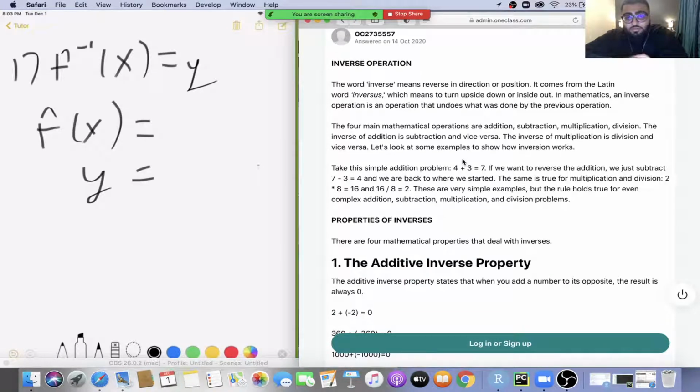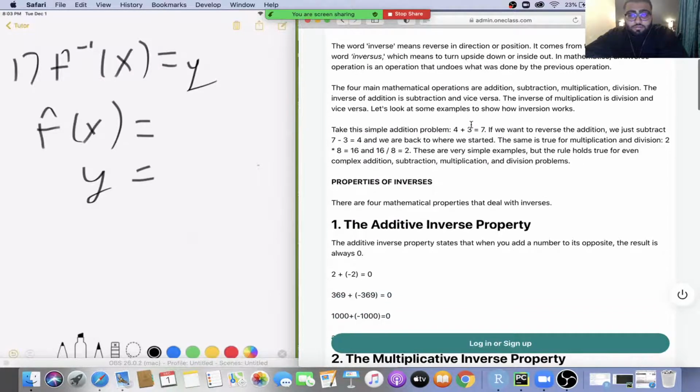Take the simple addition problem, 4 plus 3 equals 7. If we want to reverse the addition, we just subtract: 7 minus 3 equals 4, and we are back to where we started. The same is true for multiplication and division. 2 times 8 equals 16, and 16 over 8 equals 2. These are very simple examples, but the rule holds true for even complex addition, subtraction, multiplication, and division problems.